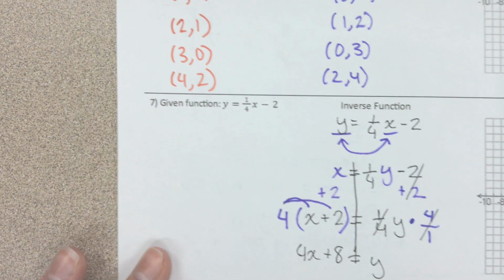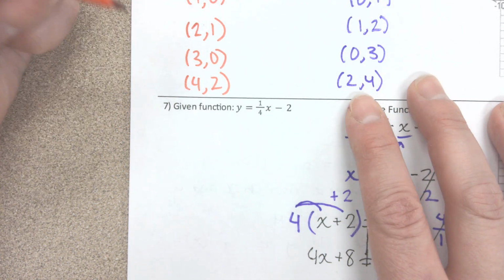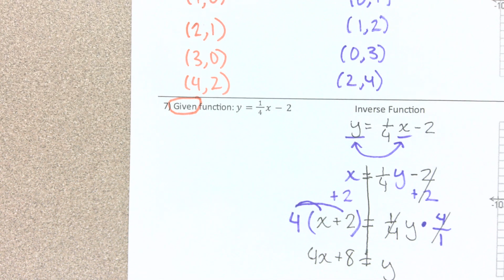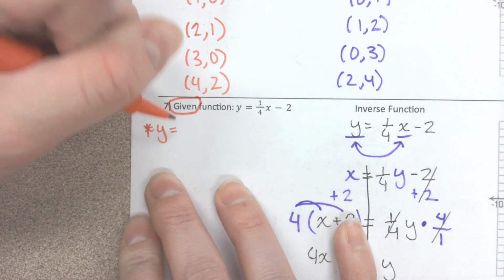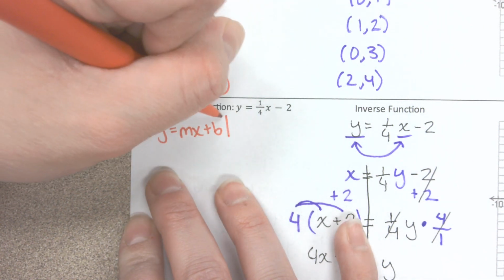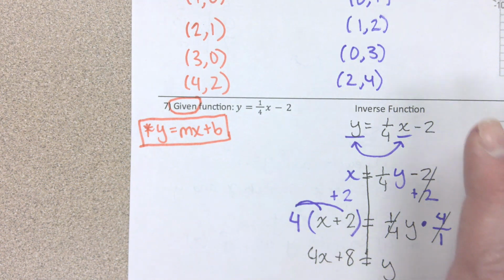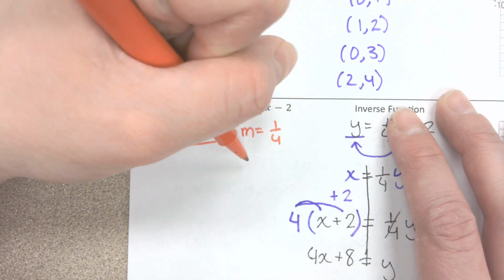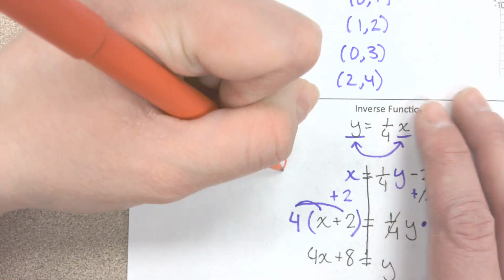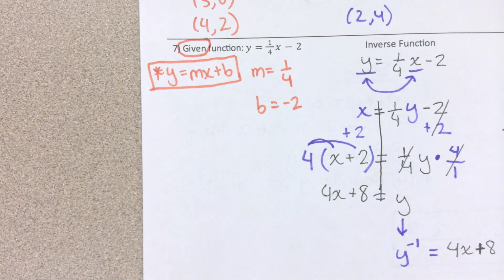Let's graph the first equation, the given equation. Y equals 1/4 x minus 2. Reminder, this equation is in the form y equals mx plus b. That should definitely ring a bell. In this equation, m is 1/4 and b is -2. I'll do a quick review of how I graph using those numbers.